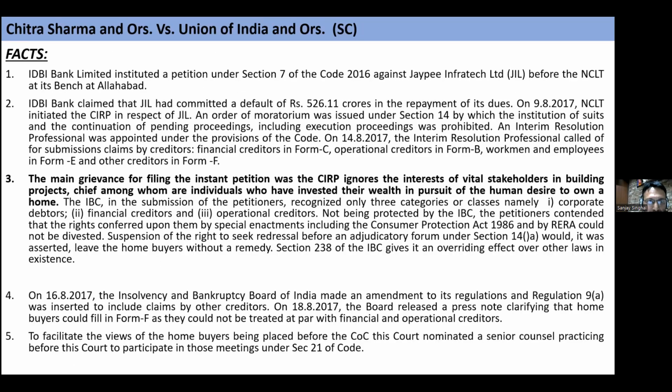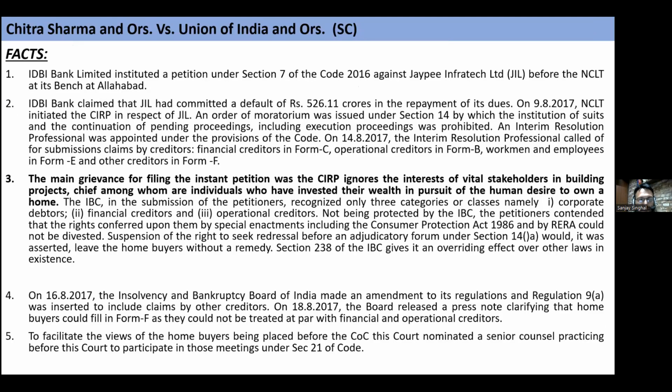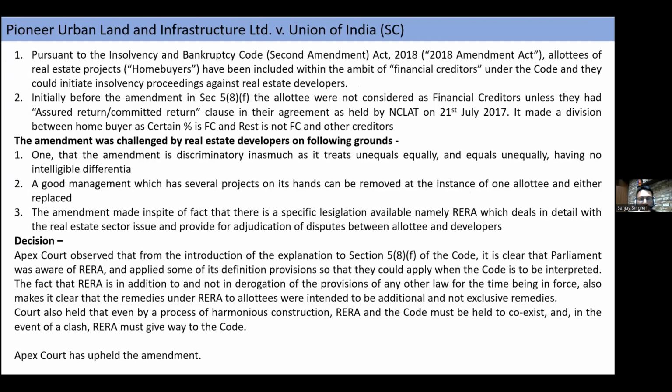So the next case is Manish Kumar versus Union of India. Union of India is the respondent, which means a decision of the central government or any body of the central government has been challenged in the case. Before going to this case, we have to revise Pioneer Urban Land. In the Pioneer case, what was the challenge? The government had said that the home buyer will be the financial creditor. One argument made was that a good management which has several projects on its hands can be removed at the instance of one allottee. Even the Supreme Court did not take that argument into consideration at that time and upheld this amendment.